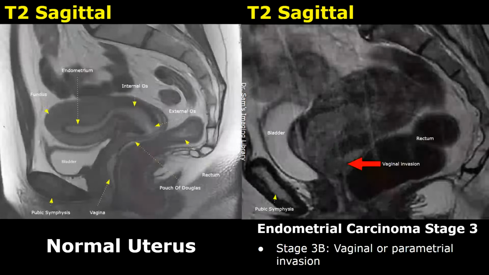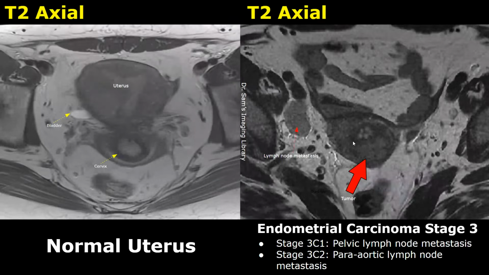This image shows stage 3B endometrial cancer. There is vaginal invasion. Stage 3C involves lymph node metastasis. In 3C1, there is pelvic lymph node metastasis, and in stage 3C2, there will be para-aortic lymph node metastasis.